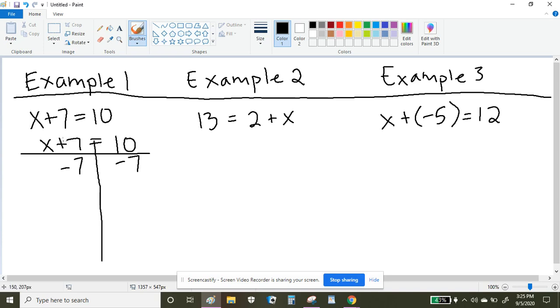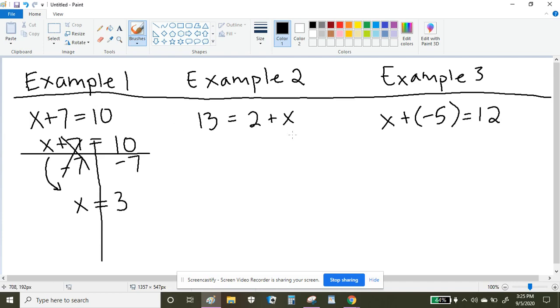Now on this side, this plus 7 and minus 7 cancel each other out. So all we're left with on this side of the equation now is x. And we still have our equal sign. And then over here, we do our operation. So 10 minus 7 is 3. Now that's going to match what we said before, because we looked up here and said, what number plus 7 equals 10? Well, we said 3. So we proved that. We actually solved for x. We isolated the variable and found out that, yes, it was 3.